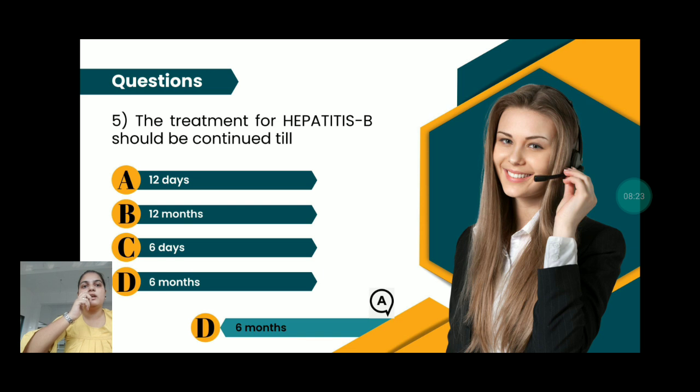The next question is an important question for this syllabus. The question is, the treatment of hepatitis B should be continued till. The answer is very easy. The answer is option D, 6 months, and we have to continuously analyze the effects of drugs after 6 months. So the answer is option D, 6 months.